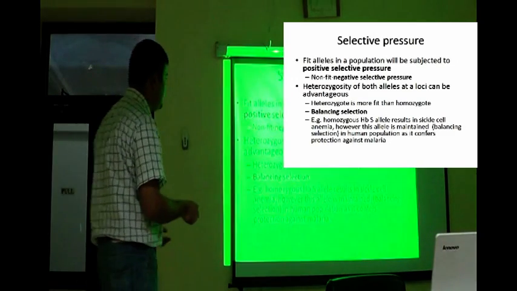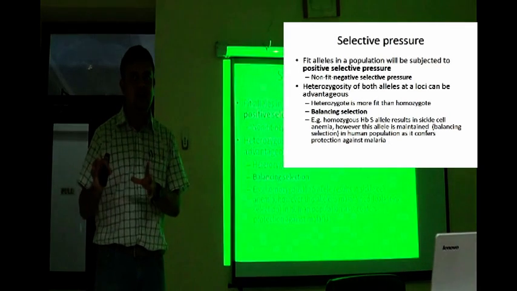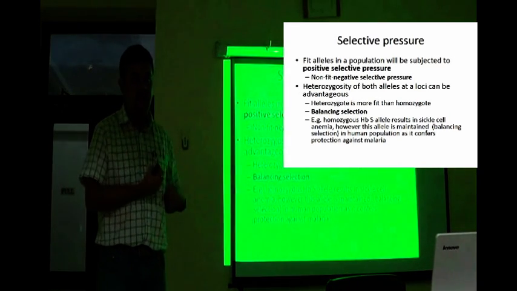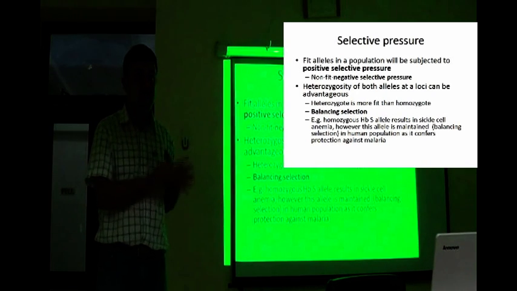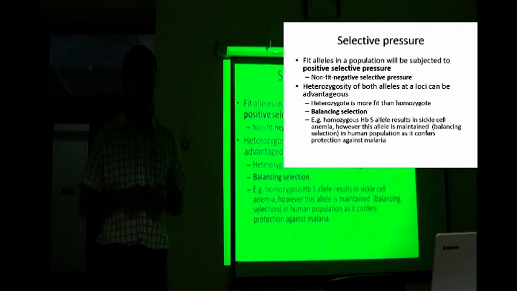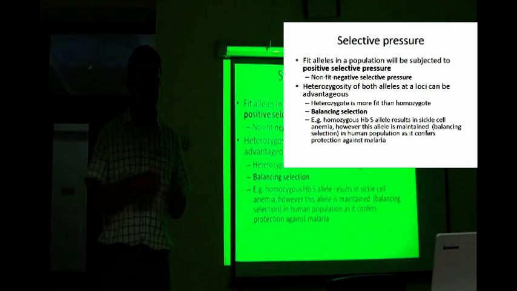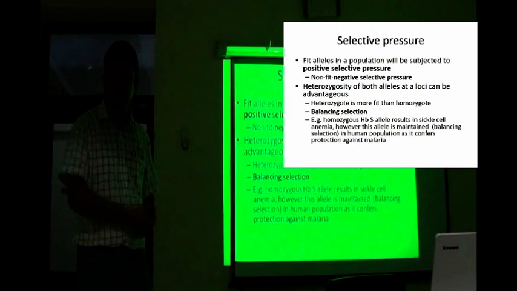So positive and negative selective pressures, right? Positive means good alleles are taken in and fixed. Fixed means the frequency of that allele approaches 1. And negative selective pressure means bad alleles are taken out. Okay, as simple as that.